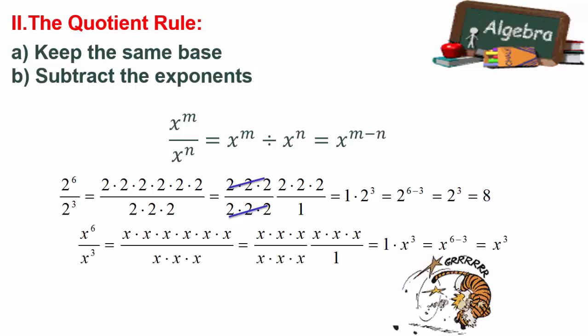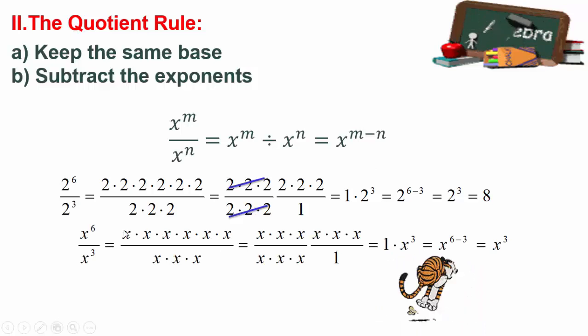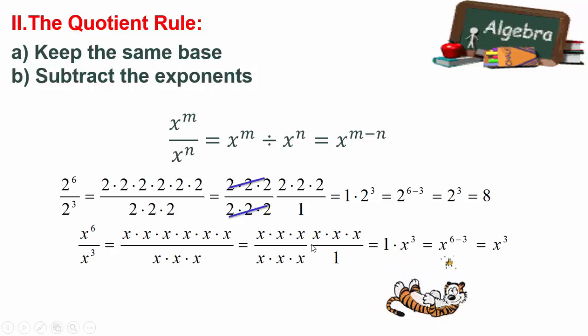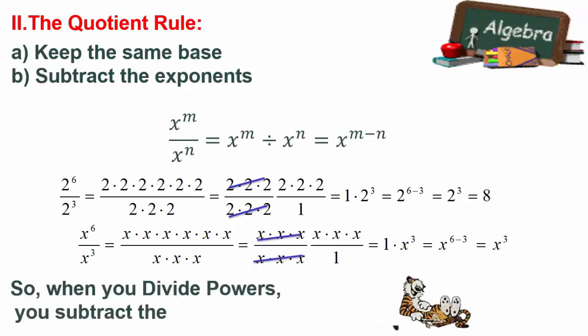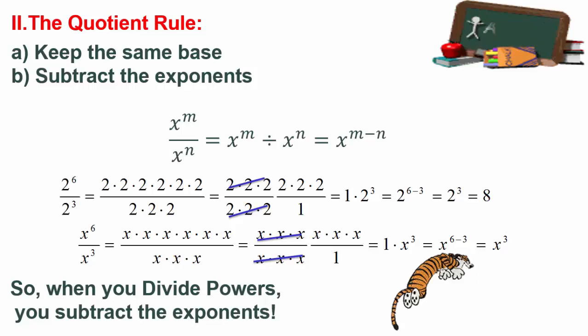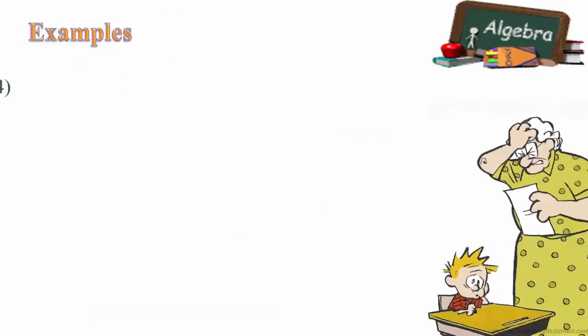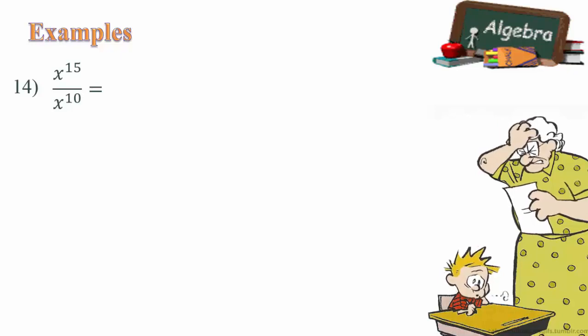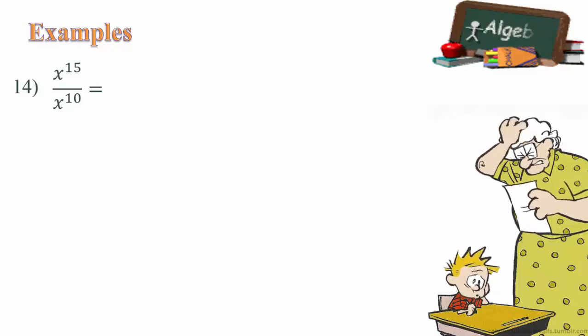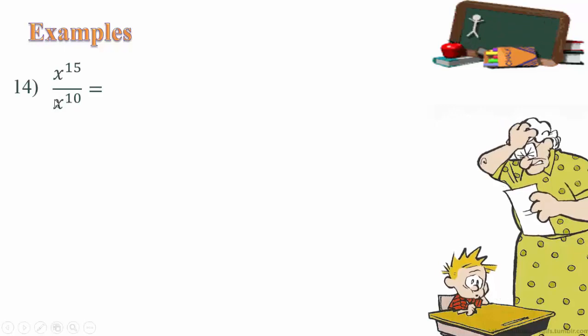So here's just another example where we're using the variables instead of the 2's, and the same idea, as one can see, that in the end, instead of getting 2 cubed, you get x cubed. So when you divide powers, you subtract exponents. So let's look at some examples. In example number 14, we have x to the 15th over x to the 10th. And if you notice, our bases are the same, which is x.